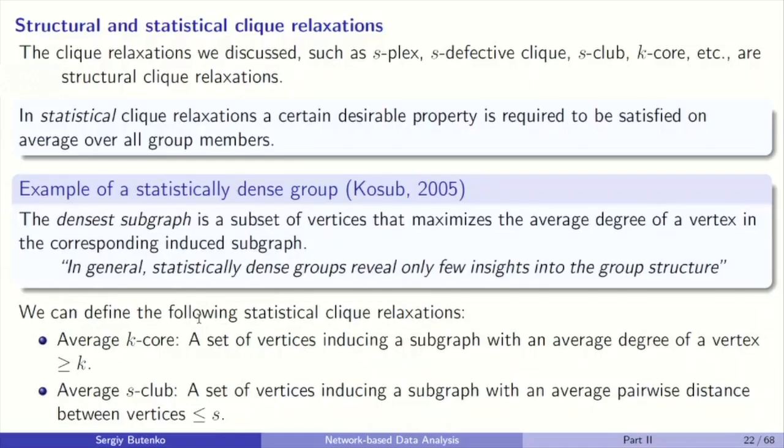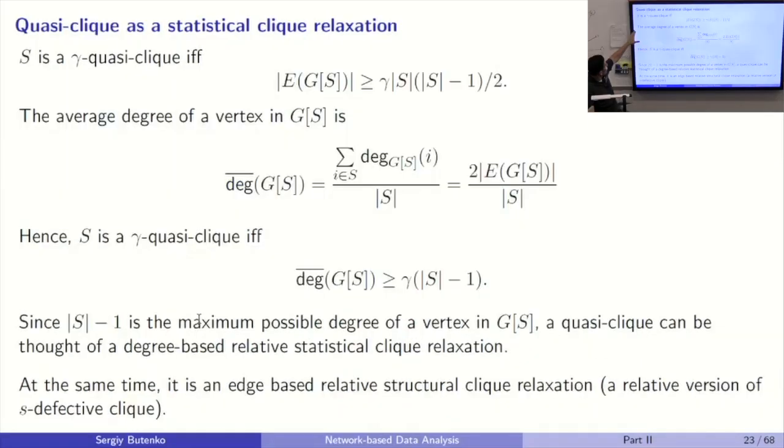Let's say we could define the following statistical clique relaxations. Average k-core: a set of vertices inducing a subgraph with an average degree of a vertex greater than or equal to k, right? Average degree instead of all the degrees. Average s-club: a set of vertices inducing a subgraph with an average pairwise distance between vertices which is less than or equal to s. We can actually show that the quasi-clique can be thought of as a statistical clique relaxation based on degree.